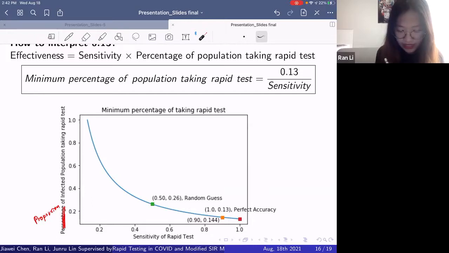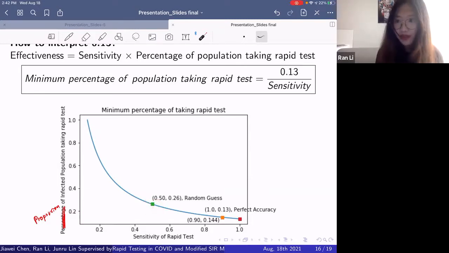So if the sensitivity of the rapid test gets a little bit worse and becomes 90%, it means that, for example, if there are 100 people who are infected, the rapid test is able to give a positive result for 90 of them. Then we need slightly more of the population to take a rapid test. In this case, it is 14.4%.